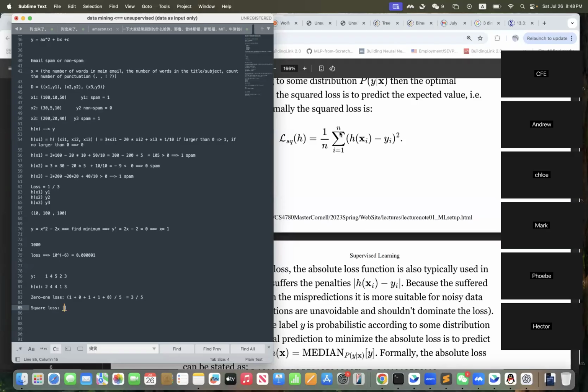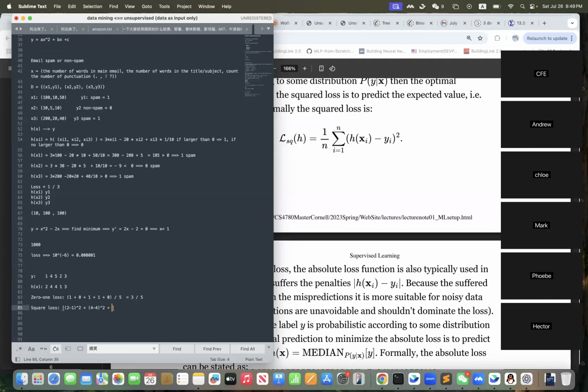This is a sum notation. It means summing from 1 to n. In this case, it's summing from 1 to 5. So the first term is h(x1) minus y1. h(x1) is 2, y1 is 1, so it's just 2 minus 1, squared. And then find h(x2) and y2. h(x2) is 4, and y2 is 4, so 4 minus 4 squared. Let me stop here for a bit. And of course, you will add a third term.